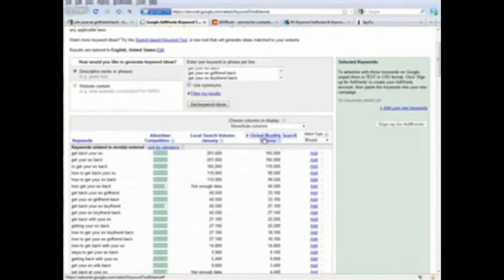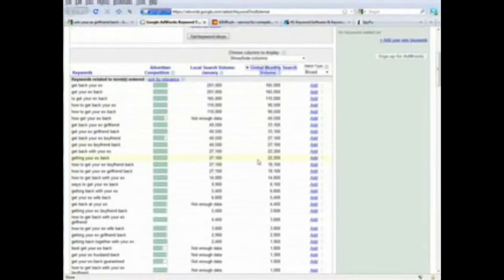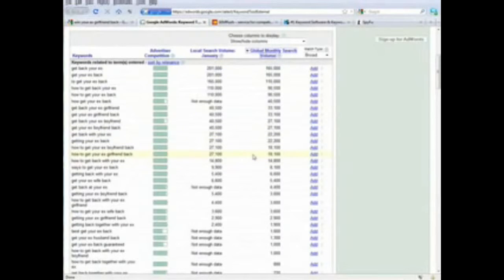Okay, so I always like to sort by the global monthly search volume. And then what I'm going to look for first is, if I'm going to do a Google Sniper site, I obviously want to stick with the keywords that are getting more than 3,600 searches a month.